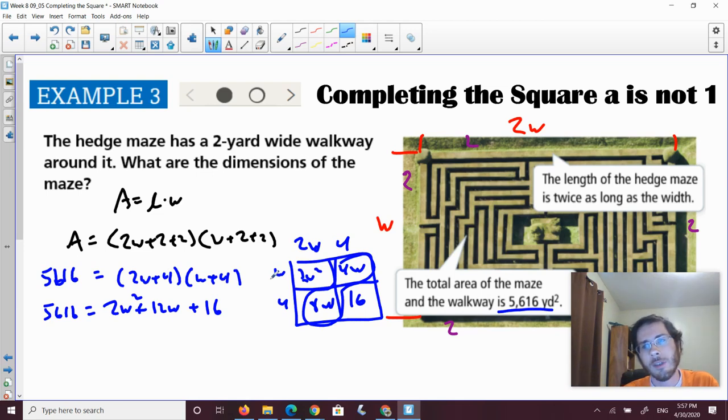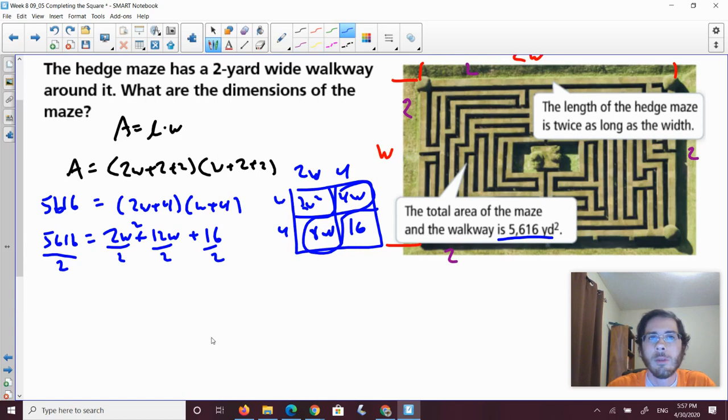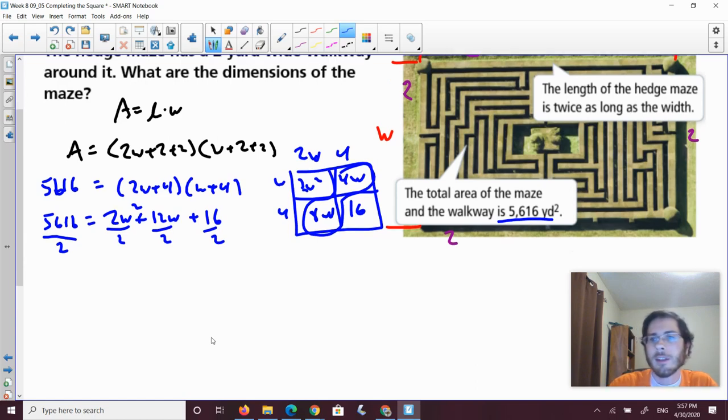And I said that you have to get that w or that x squared by itself. So in order to do that, looks like we're going to have to divide everything by 2. And that's okay, because we did that before when we were looking at our GCFs and trying to simplify our factoring process. We learned to try and get rid of our GCFs and divide if we can to make the numbers smaller. So that's not really new.